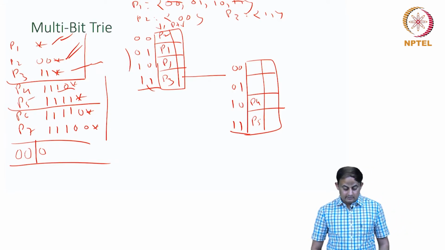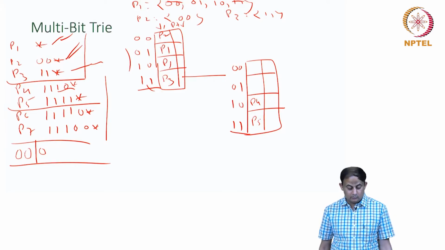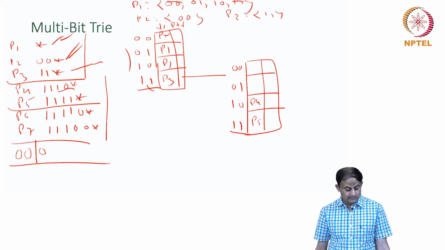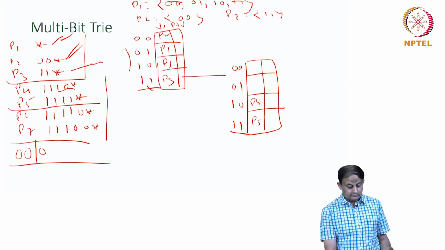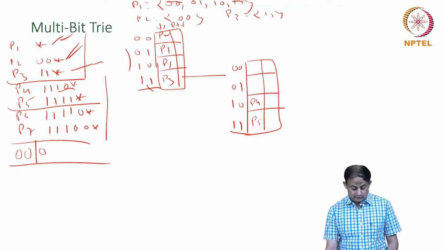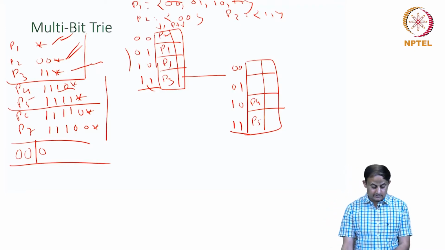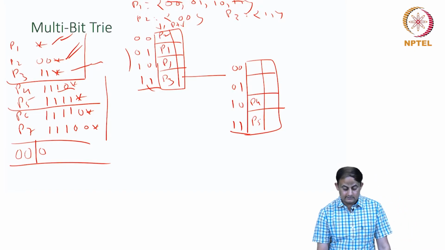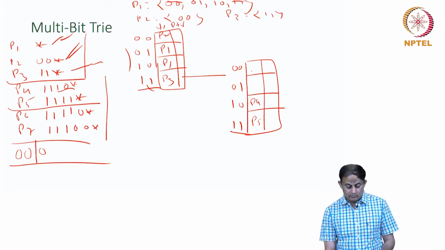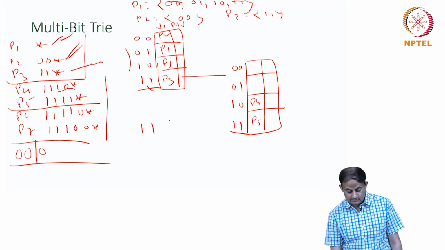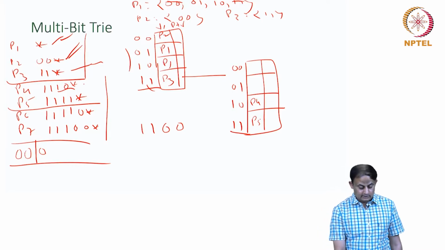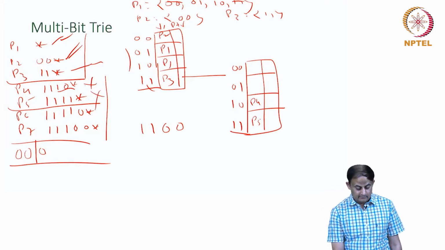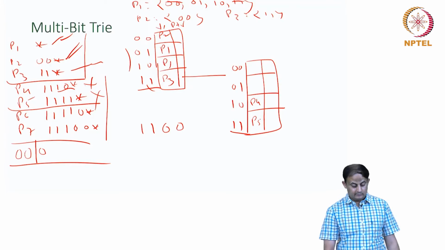Now, for 1 1 followed by 0 0, and 1 1 followed by 0 1, what is the match? 1 1 followed by 0 0 does not exist, and even P6 and P7 are not the cases. So, for these 2 cases we do not have a match. What is the best match that I can have? If the destination IP address is 1 1 followed by 0 0, P4 is not the right match, and P5 is also not the right match. What is the match that you can find?